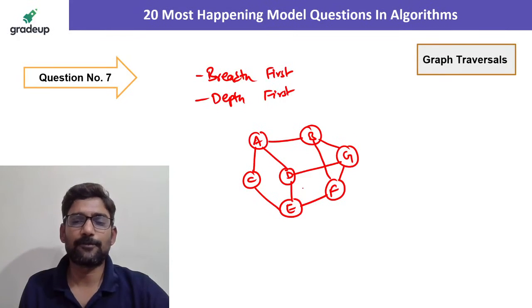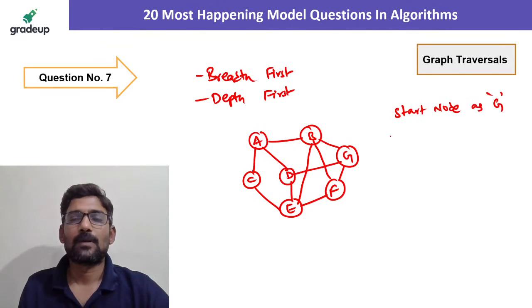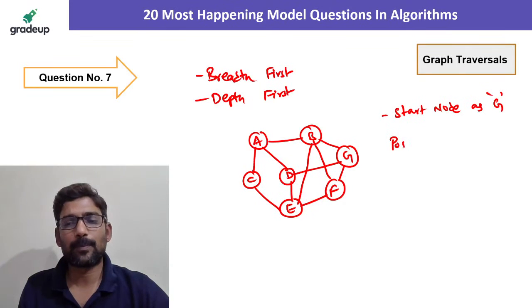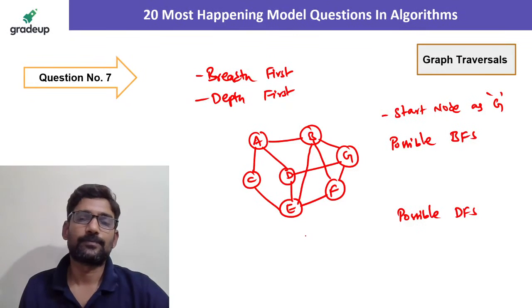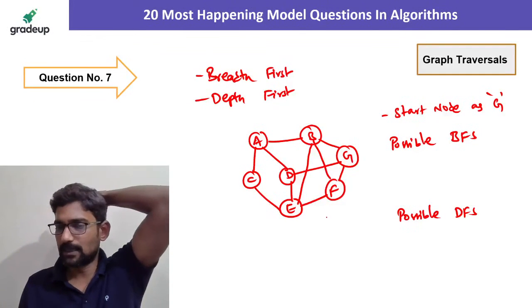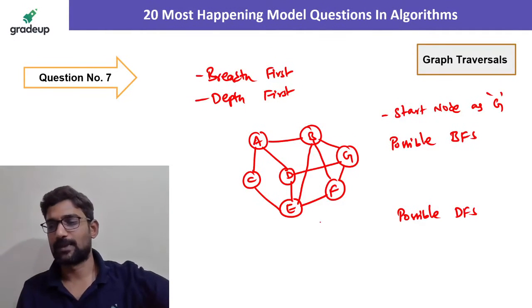Suppose this is the graph we have got. Take the start node as G. Tell me one possible BFS sequence or one possible DFS sequence.